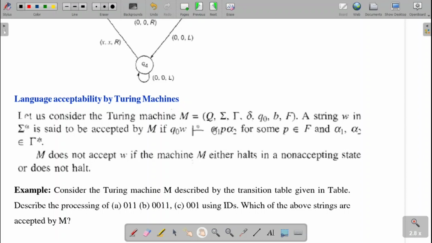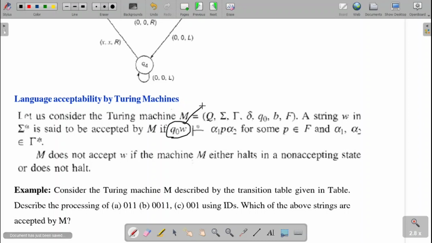Then the next one, the language acceptability by the Turing machine. Fine. That is, the machine M will accept if it halts in an accepting state. If you halt in an accepting state, then we say that the machine is said to accept. So you can see the notation over here. That is, we have started in q0 on w. w is my input string, a string of finite length.